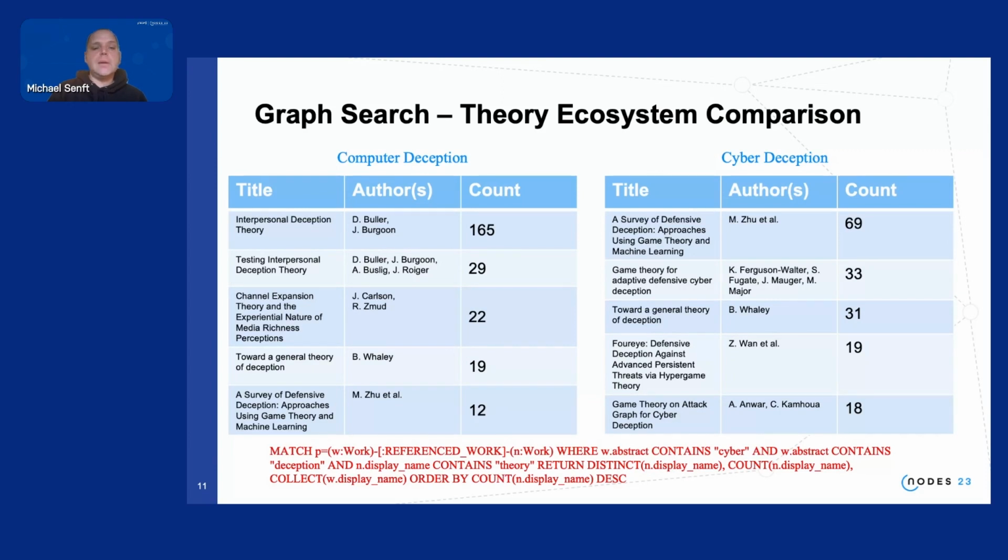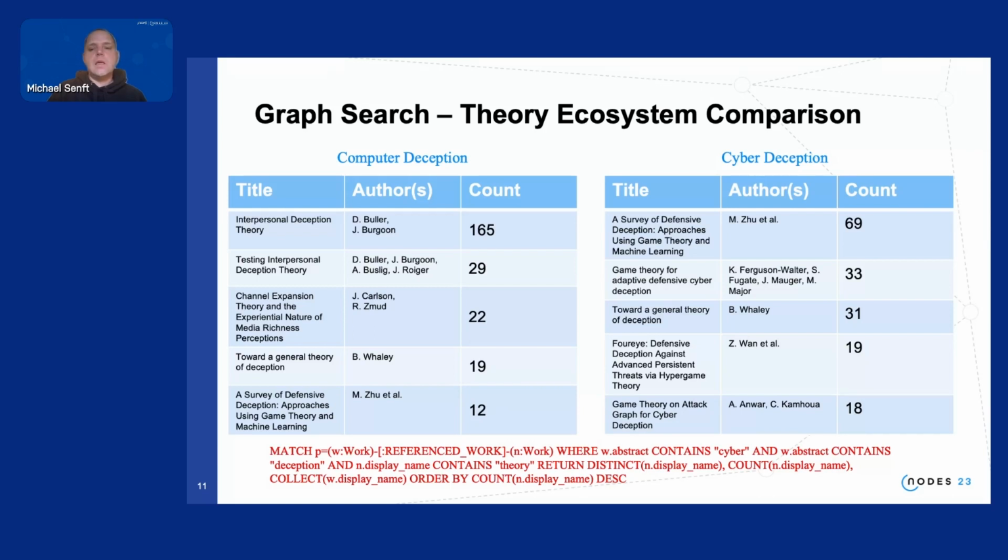This is a trivial example, but highly complex queries can be created using specific phrases related to concepts of interest, authors, journals, or any other combination of nodes, relationships, or properties. The table on the left highlights the 5 most referenced theories from articles related to computer deception, covering a wide range of theories, including interpersonal deception theory and channel expansion theory.